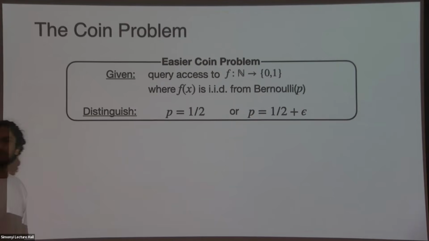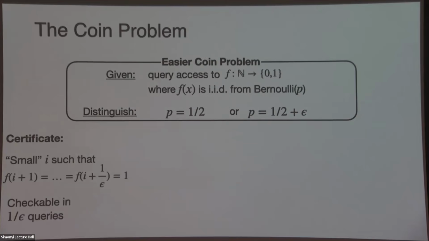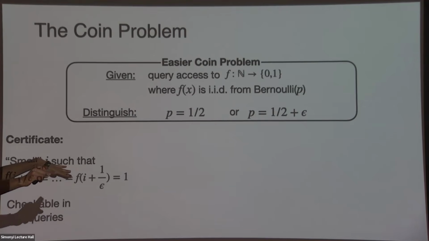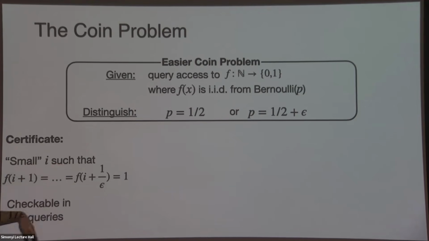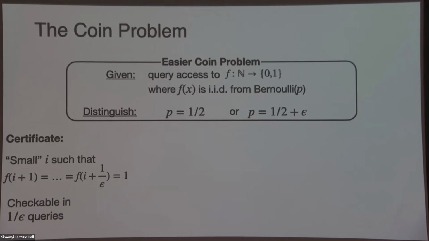I feel like this isn't right because it's infinite. You can try to give them places to look where there are too many heads. Good, this is a good idea. So what you will do is find some index on which there's a long run of heads. You're going to find some I such that for 1 over epsilon coin flips, they're all going to be equal to heads.